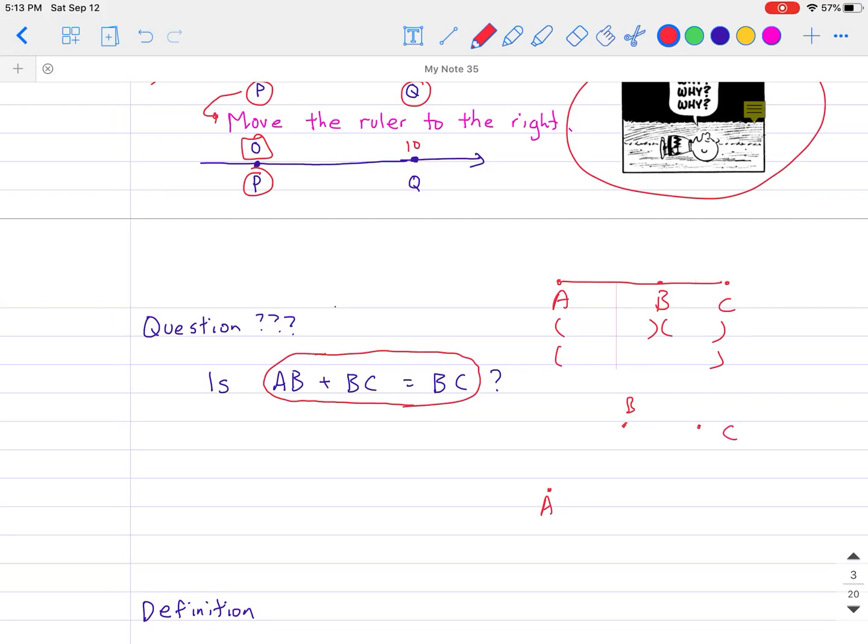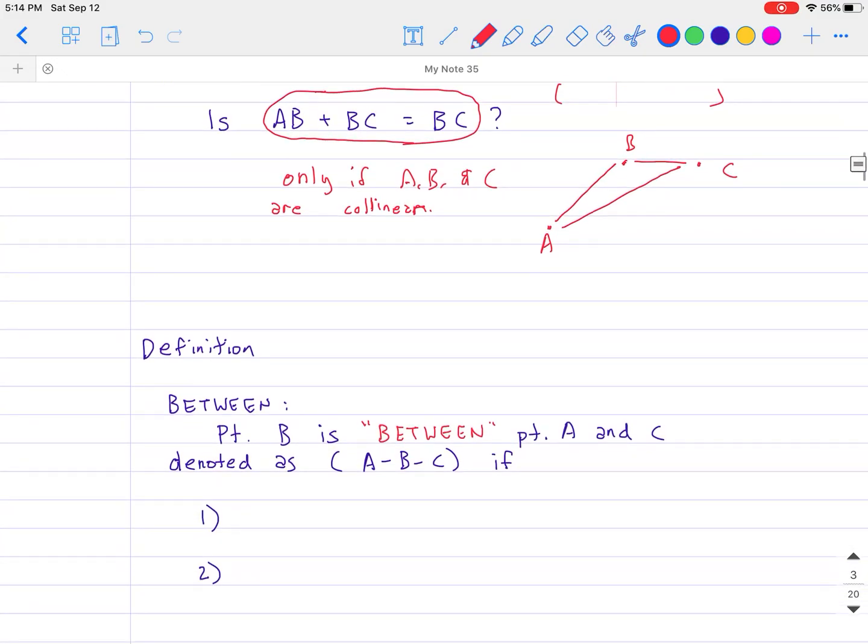So maybe I have something like the following. Let's say A is located here, B is located here, and C is located over here. You'll notice that AB is located over here, BC is located over here, but AC is actually the other side of the triangle, which is not going to be equal to the sum. So the conclusion is only if A, B, and C are collinear, meaning that they all have to exist on the same line, that's the only way for this equation to be true.